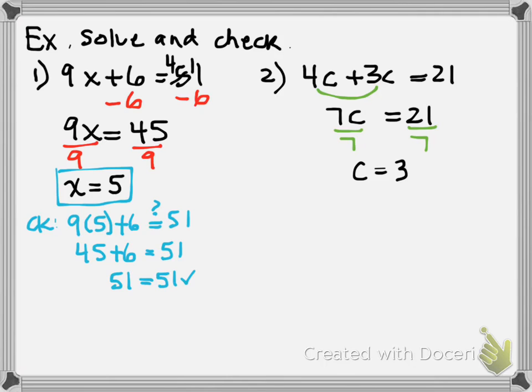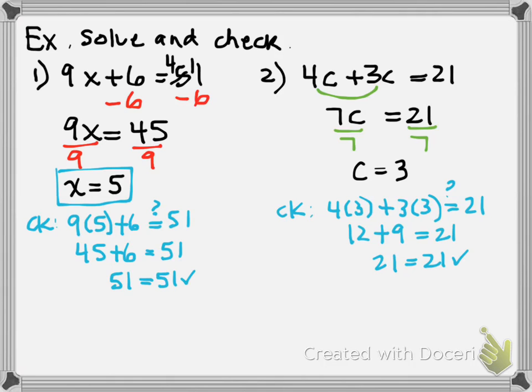So then I can check it. And I'm going to have 4 times 3. I always go back to the original problem in case I made a careless mistake. I won't catch it in a subsequent step. I always go back to the beginning. So I want to know if 4 times 3 plus 3 times 3 equals 21. So I get 12 plus 9. And that does equal 21. So since that matches, that means, yep, c has to equal 3.